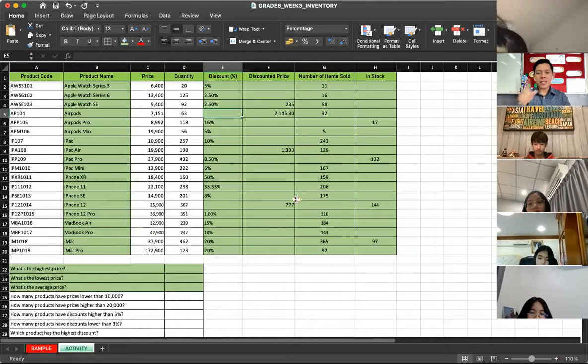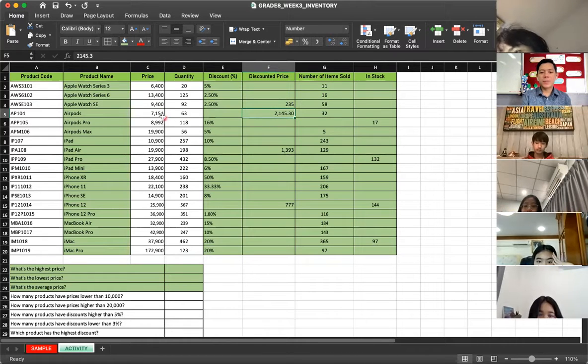I think for this one, you will just shuffle the formula. So how do you get it? For the discount percentage, you will just use the price and the discounted price. Okay, but there's one more thing that you need to do. Anyone?